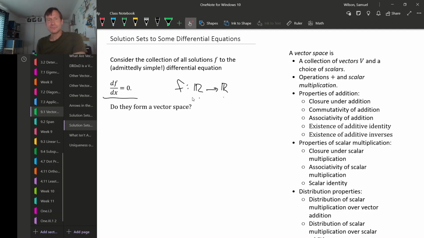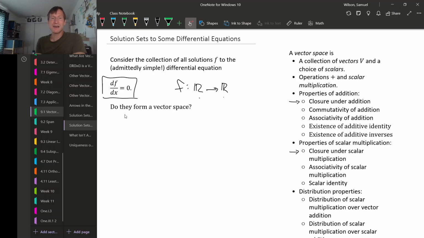So what this equation is doing is essentially choosing or selecting a subset of functions from the reals to the reals. The functions that, first of all, are differentiable, have derivatives, and also satisfy this equation. So do they form a vector space? Well, a lot of these things we're going to get for free as long as we have closure under scalar multiplication and addition. So let's check those two.